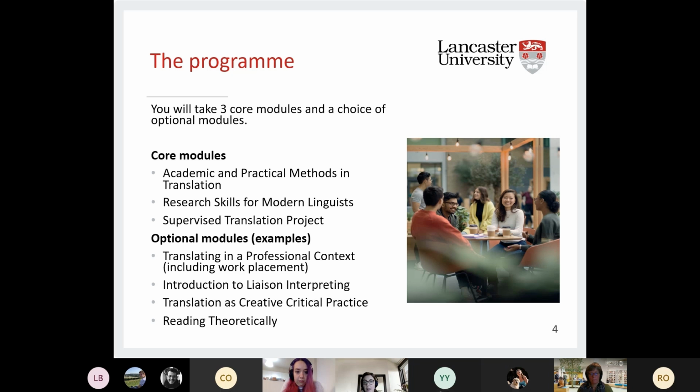Some examples here are translating in a professional context, which includes a work placement, then introduction to liaison interpreting, translation as creative critical practice, and another option called reading theoretically. And you also have the possibility of taking some options outside of the department. For example, linguistics also offer some options you can choose from. You need to do a further 60 credits of optional modules, and each of the optional modules is 20 credits.